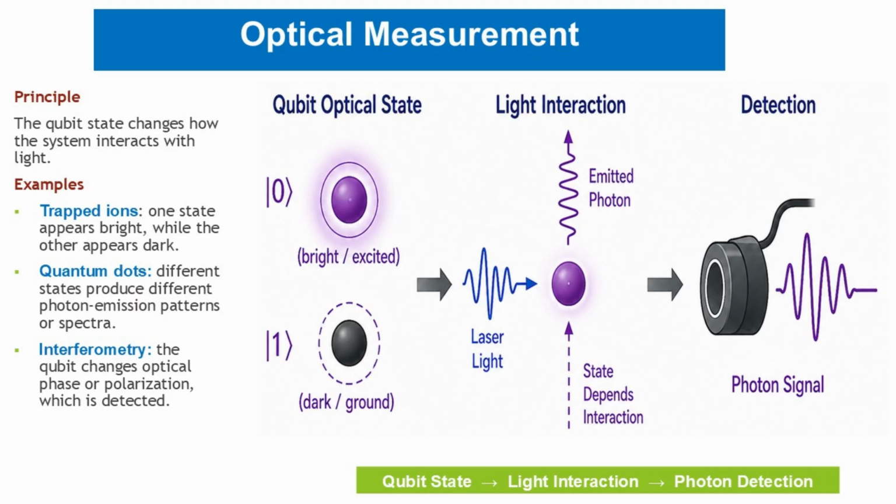In optical measurement, the qubit state changes how the system interacts with light. For trapped ions, one state may appear bright, while the other appears dark. Quantum dots can produce different photon emission patterns. The figure shows light interacting with the qubit and the resulting photons being detected. So the basic process is qubit state, light interaction, photon detection.